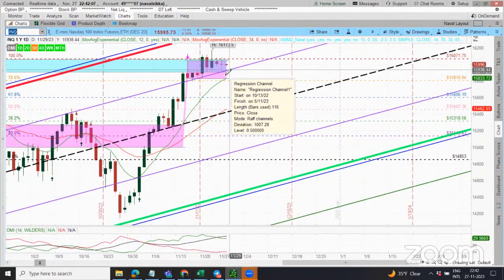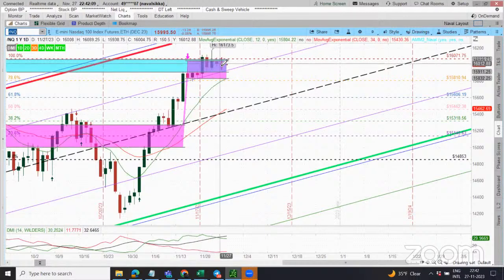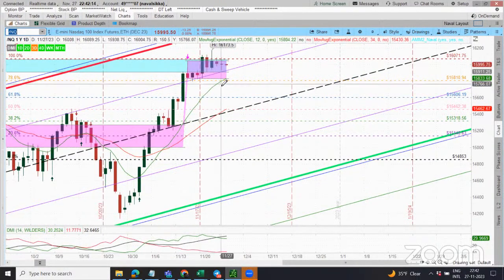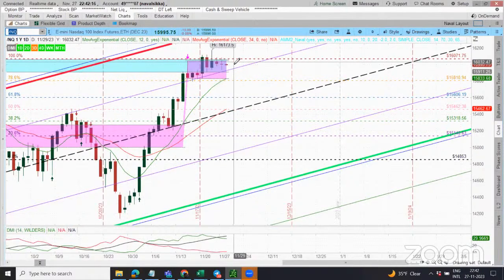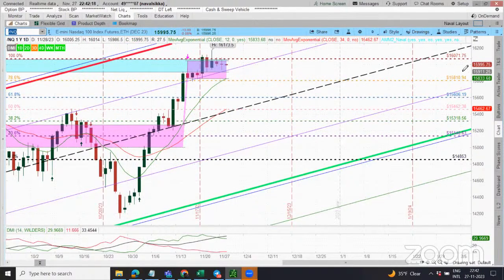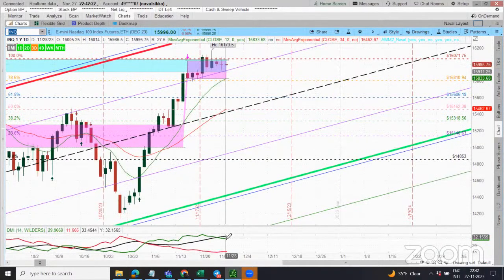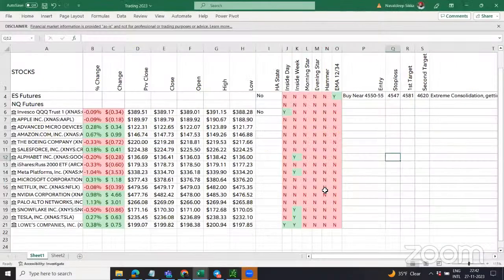We are like 1, 2, 3, 4, 5, 6 days, almost like 10 days into the consolidation. We are not able to close above 16,071. The momentum is really solid. I am not inclined to go short at all.